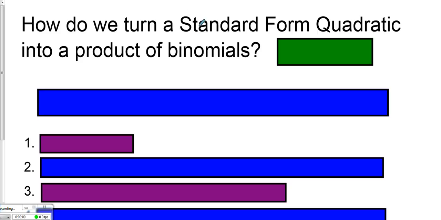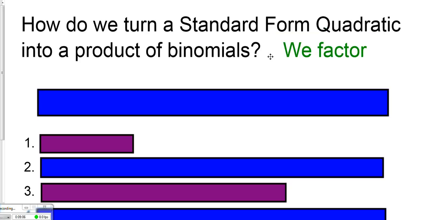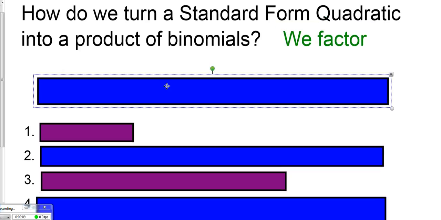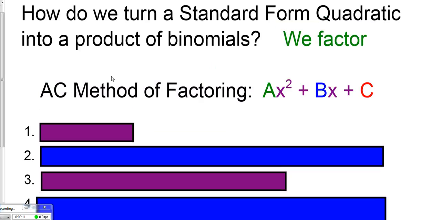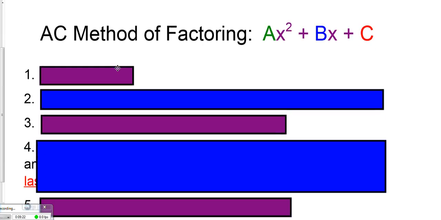So how do we turn a standard form quadratic into a product of binomials, or into our binomial form? Answer, we factor. So we're going to use the AC method of factoring. Now, when I say the AC method, remember from a standard form we have ax squared plus bx plus c. So the steps for the AC method of factoring, you're going to start with a times c. Whatever coefficient is here, times the constant at the end.